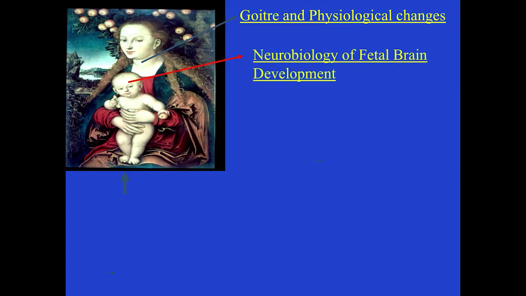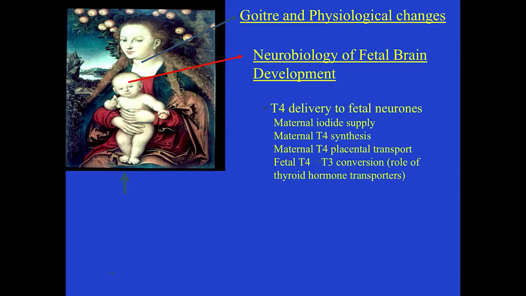But let's just go back to pregnancy, because although we've had a description of the physiological changes in the mother, which may indeed cause goiter as well as physiological changes, it is in fact the neurobiology of fetal brain development which we are interested in, because we know that, as has been said, T4 transports across the placenta, and that the baby is dependent on maternal T4 for a good deal of the pregnancy, 16 to 20 weeks.